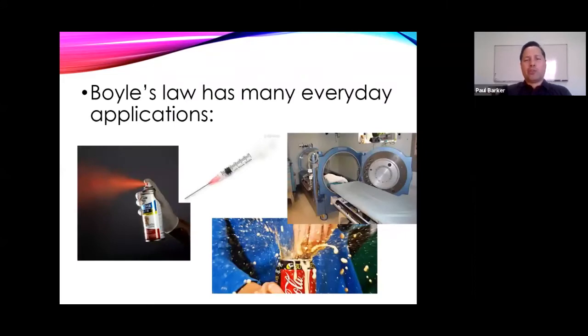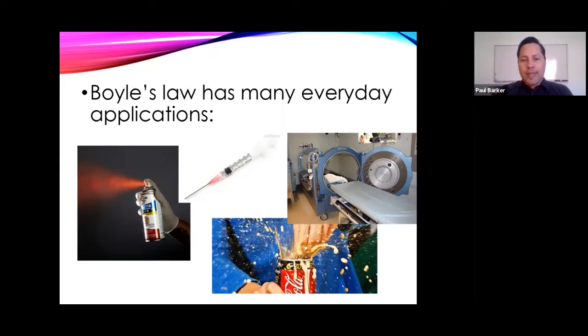The applications of Boyle's Law, well, there's many. On the picture on the left, you see a paint can being used, and there's propellant inside of the paint can that puts pressure on the container and propels the paint to go out. For the syringe, it works with the same principle, Boyle's Law, where if you pull back on the plunger, that's going to allow the pressure from the atmosphere to pull in a liquid into the syringe.